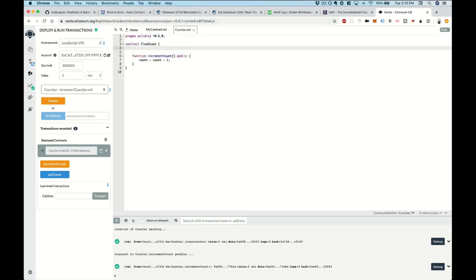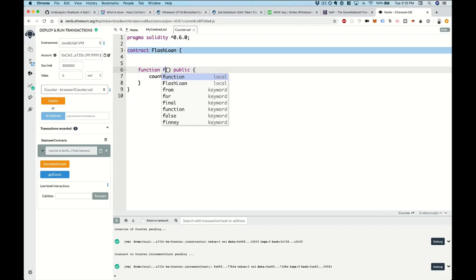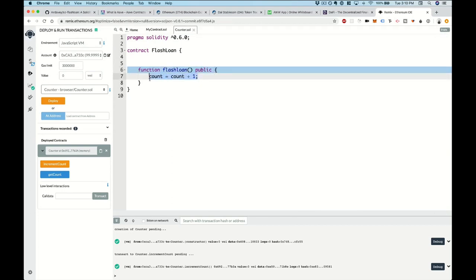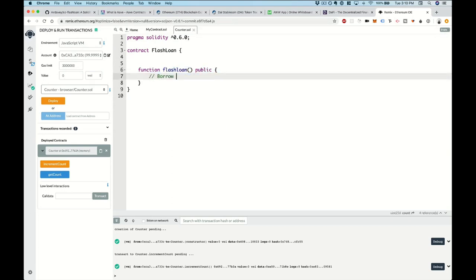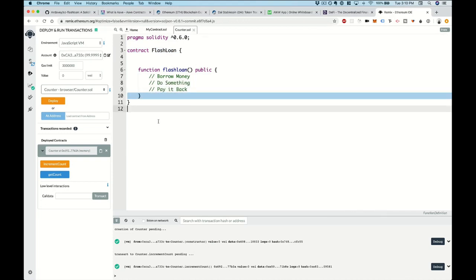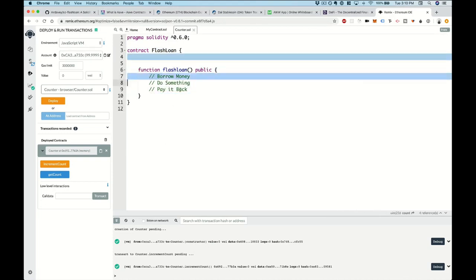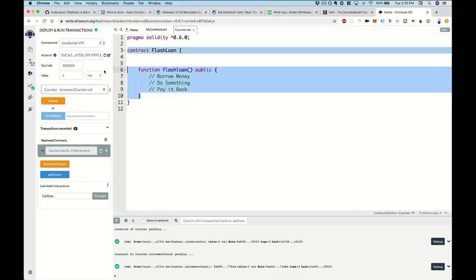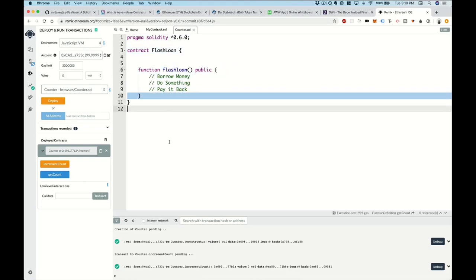This is kind of pseudocode. This is not really going to work, but you'll get the idea. So flash loan, and we'll say borrow money, then do something, and then pay it back. This is what I mean by you can borrow money, do something with it, and instantly pay it back, as long as it happens in the same transaction. Whenever you call this function, it'll borrow the money, do something with it, and pay all of it back. Now, here's the real kicker.